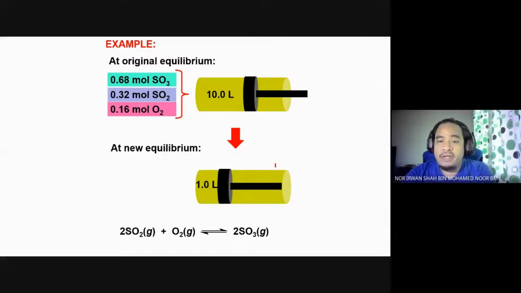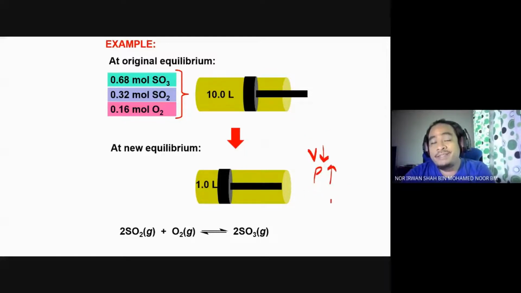Remember, in this case, what is the disturbance? The disturbance is decreasing volume. We have discussed this just now, in the first case, for the PCl3, Cl2, and PCl5 system. When the volume is decreased, of course, the total pressure increases, and this is the disturbance. So when the total pressure increases, the system will decrease the pressure.